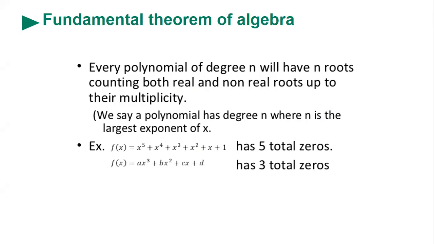We say a polynomial has a degree n, where n is the largest exponent of x. So, for example, here I have this polynomial, and it's going to have a total of 5 zeros. We say a total of 5 zeros because they can be real or imaginary, complex, okay? Here again, even though there are no numbers present, I can still say that there's going to be a total of 3 zeros because my degree is a third degree, okay? The thing is that now we're not only talking about our real zeros, we're now also talking about our imaginaries.